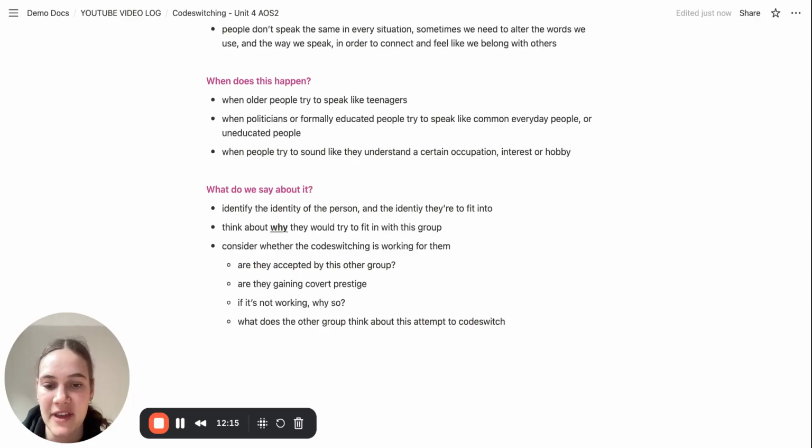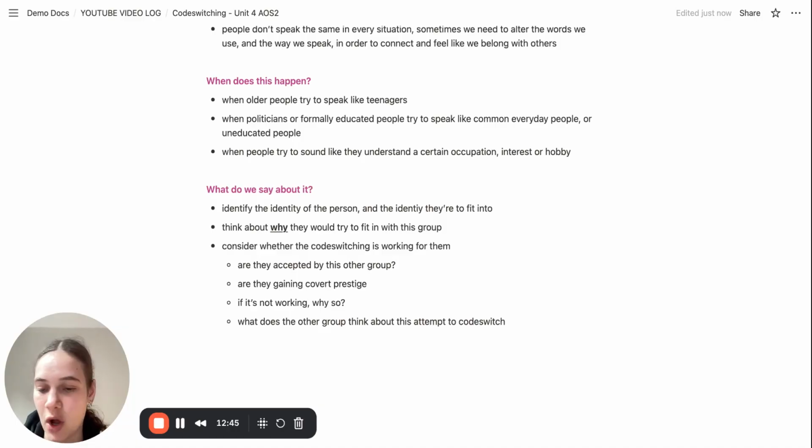And then the other thing is, what does the other group think about this attempt to code switch? Generally that would be us considering adults as cringe, or that they're tryhards, or that they're just being silly or whatever. A lot of those overlap a little bit, but being able to break that down and go, okay, who's this group? Who's the person trying to break into it? Is it working? Why not? Are they getting covert prestige? If it's not working, why not? And what does that other group think about it?